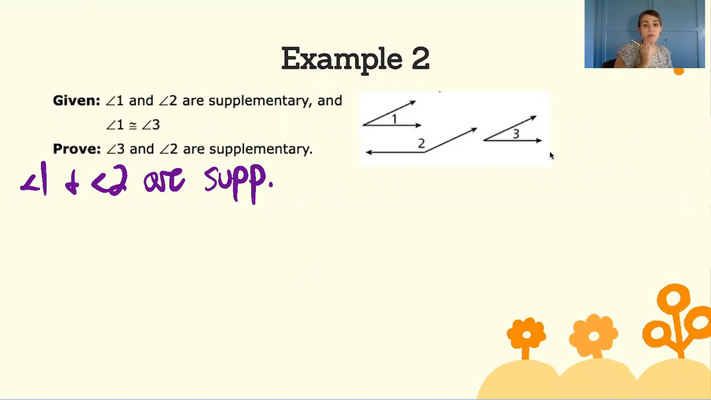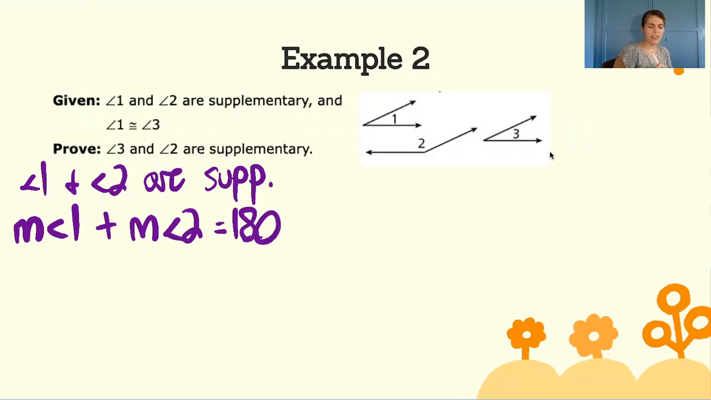Because I know that angle 1 and angle 2 are supplementary, that means that the measure of angle 1 plus the measure of angle 2 equals 180. Now you're asking yourself, how do I know that? How do I know that the measure of angle 1 plus the measure of angle 2 equals 180? I know this because of the definition of supplementary. So that's everything I know because of my first given.